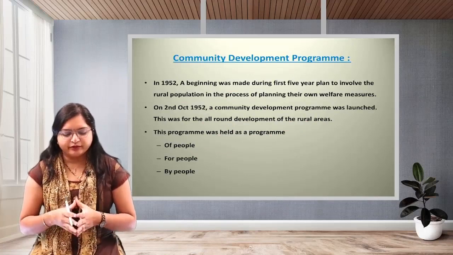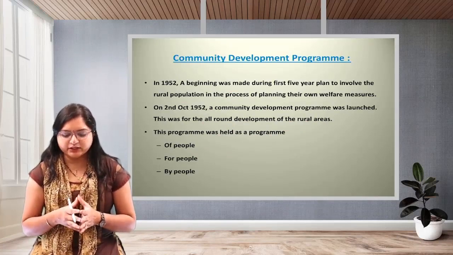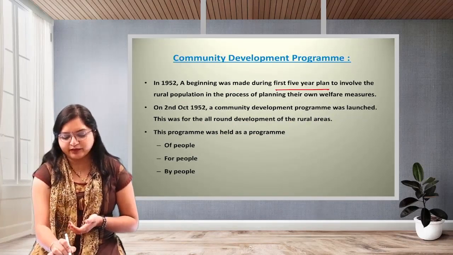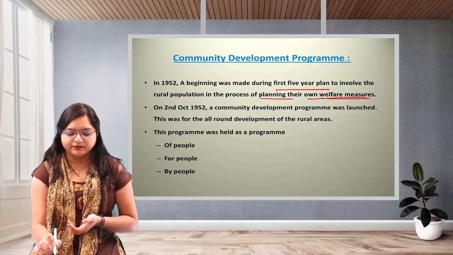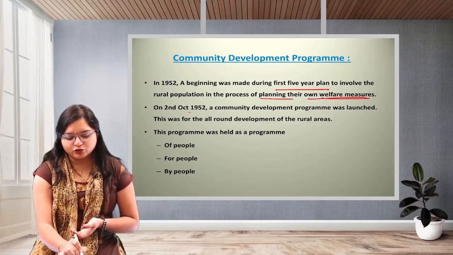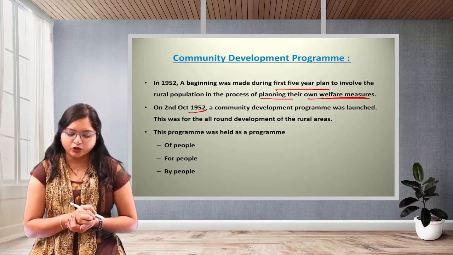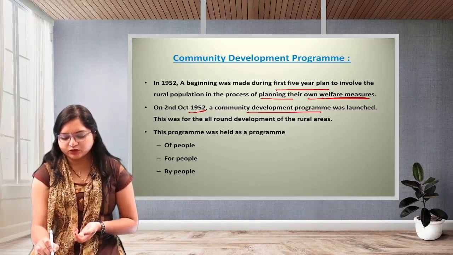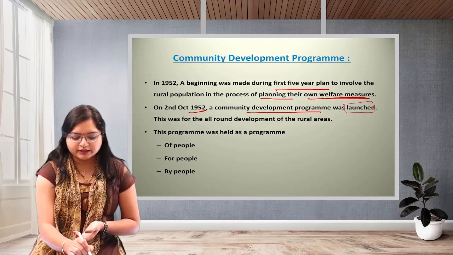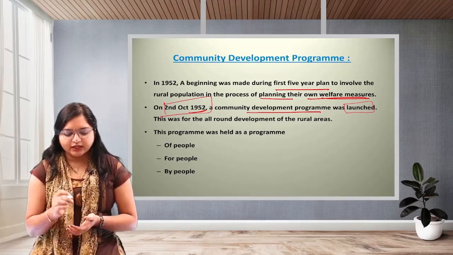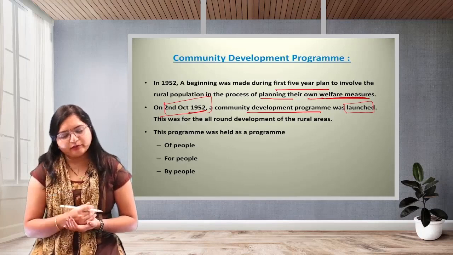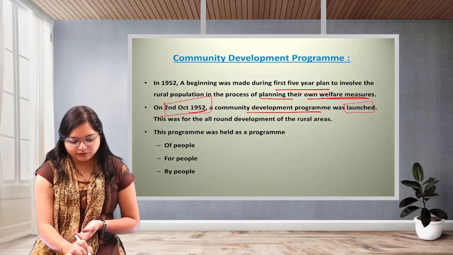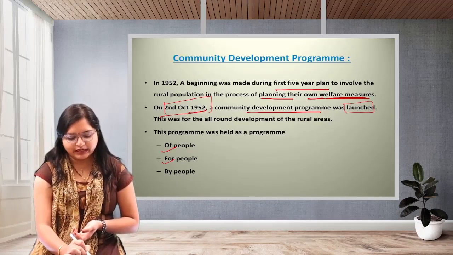Now, Community Development Program. In 1952, a beginning was made during the first 5-year plan to involve the rural population in the process of planning their own welfare measures. On the 2nd October 1952, a Community Development Program was launched. So this question can be asked, when was the Community Development Program launched? So it is on 2nd October 1952. This was for the all-round development of the rural areas. This program was held as a program of people, for people and by people.